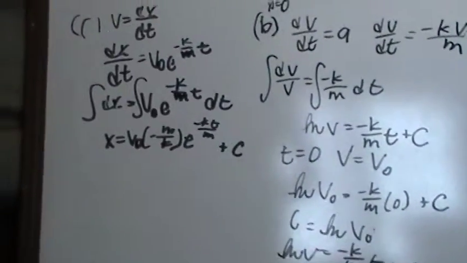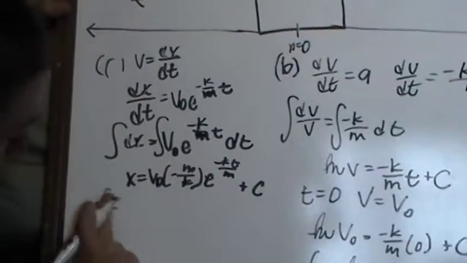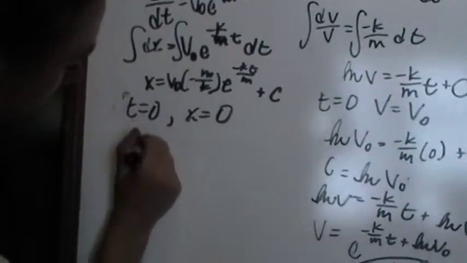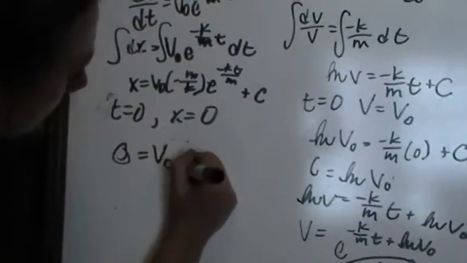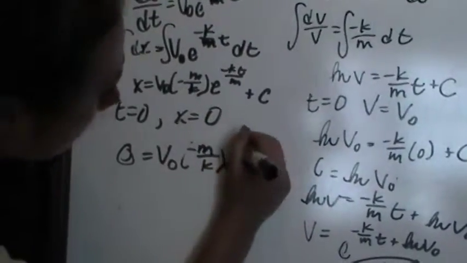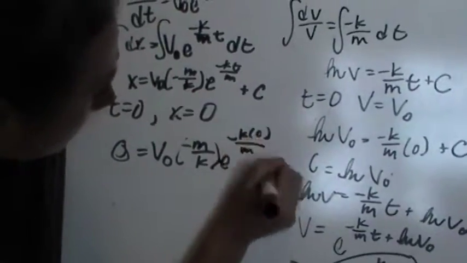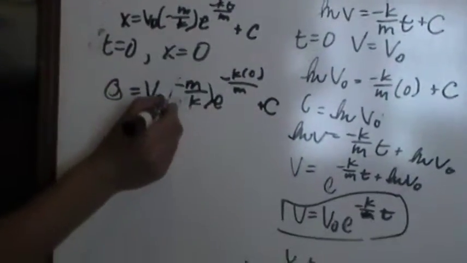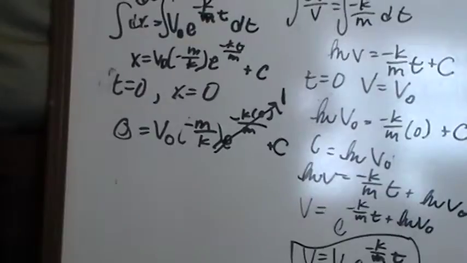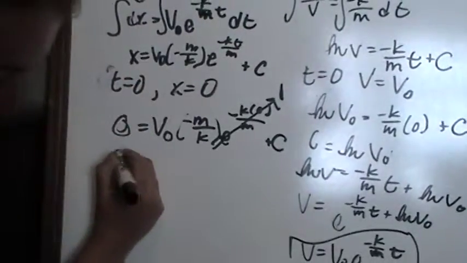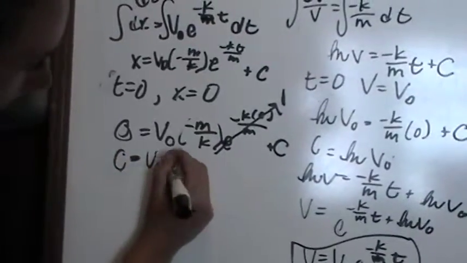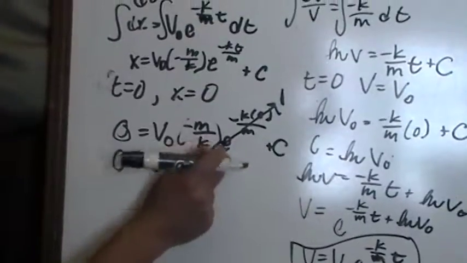Then we use the initial condition that at time equals 0, x equals 0. So 0 equals v naught times negative m over k times e to the negative k times 0 over m plus c. This exponential goes to 1, and therefore c equals v naught times m over k, if you move this over.